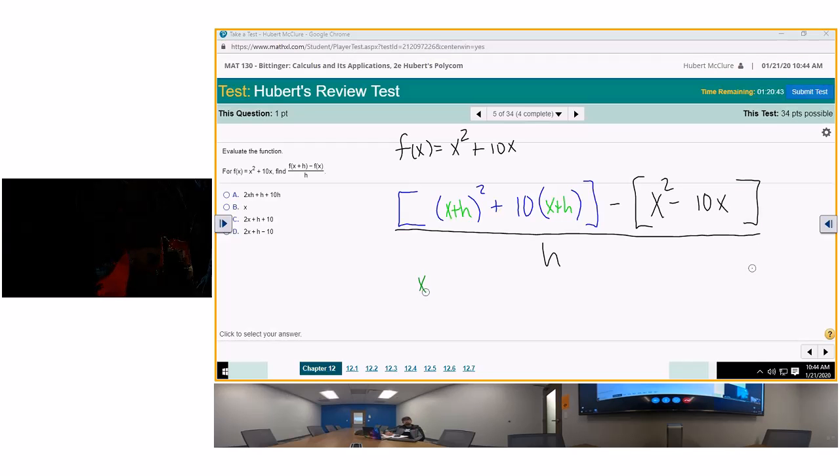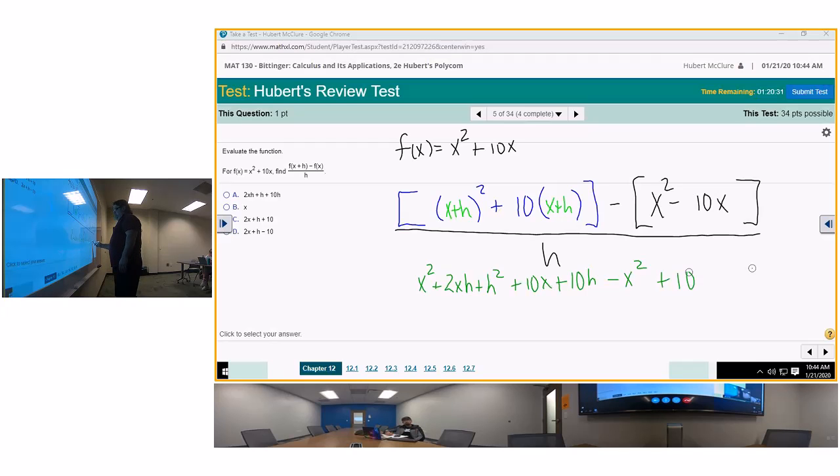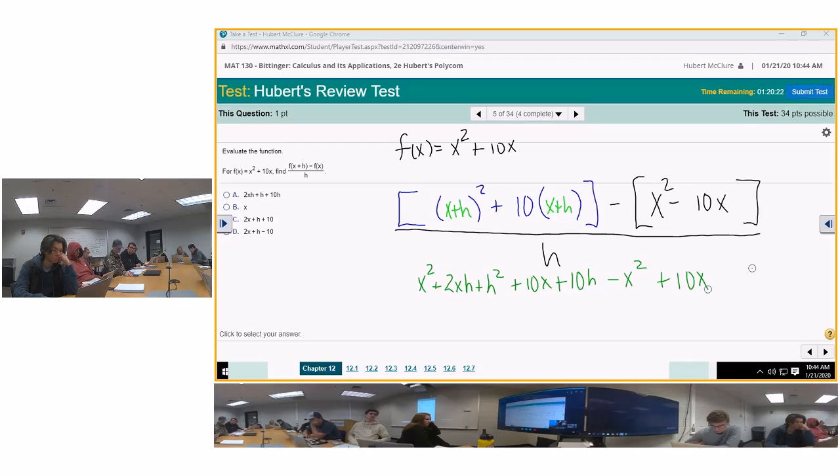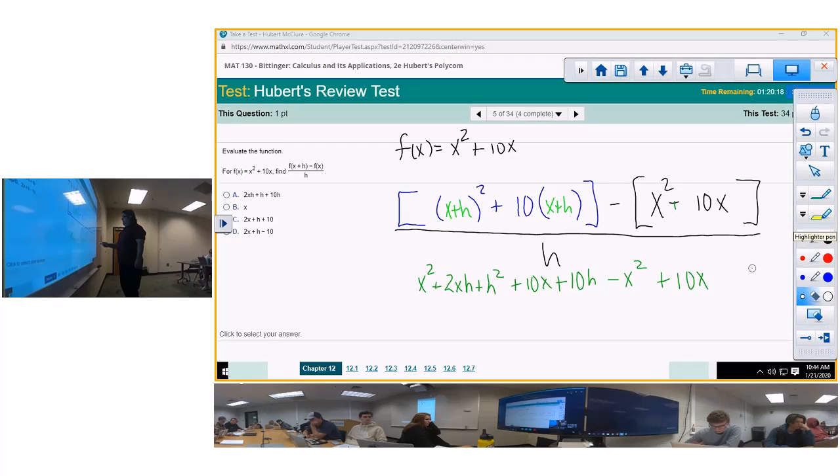x squared plus 2xh plus h squared plus 10x plus 10h minus x squared plus 10x. Oh, something's wrong. That's minus x minus 10. There we go. That's supposed to be a minus. I'm glad I caught it.